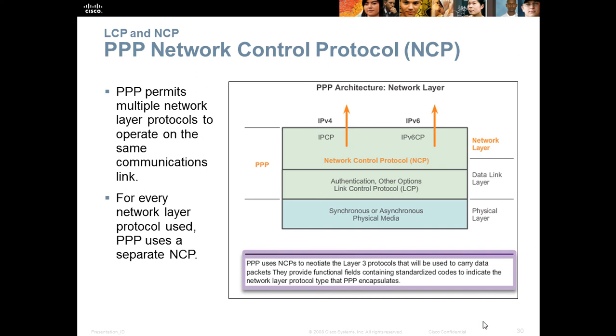Point-to-point protocol Network Control Protocol, NCP. PPP permits multiple network layer protocols to operate on the same communication link. For every network layer protocol used, PPP uses a separate NCP. PPP uses NCP to negotiate the layer 3 protocol that will be used to carry data packets. They provide functional fields containing standardized codes to indicate the network layer protocol type that PPP encapsulates.